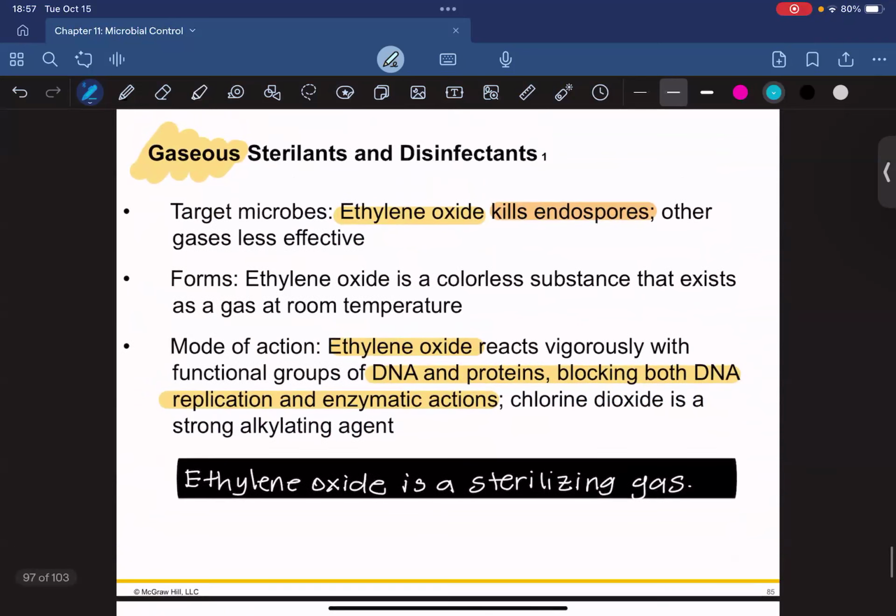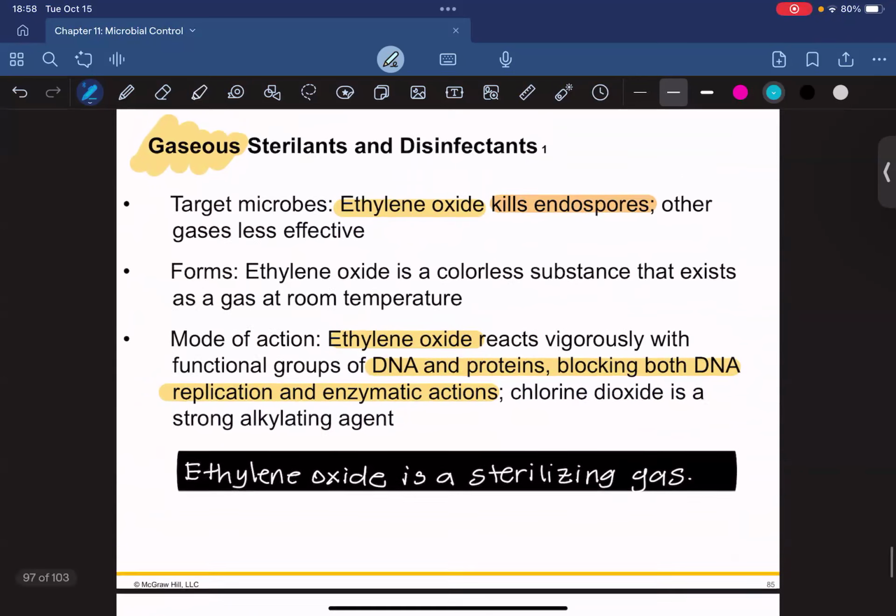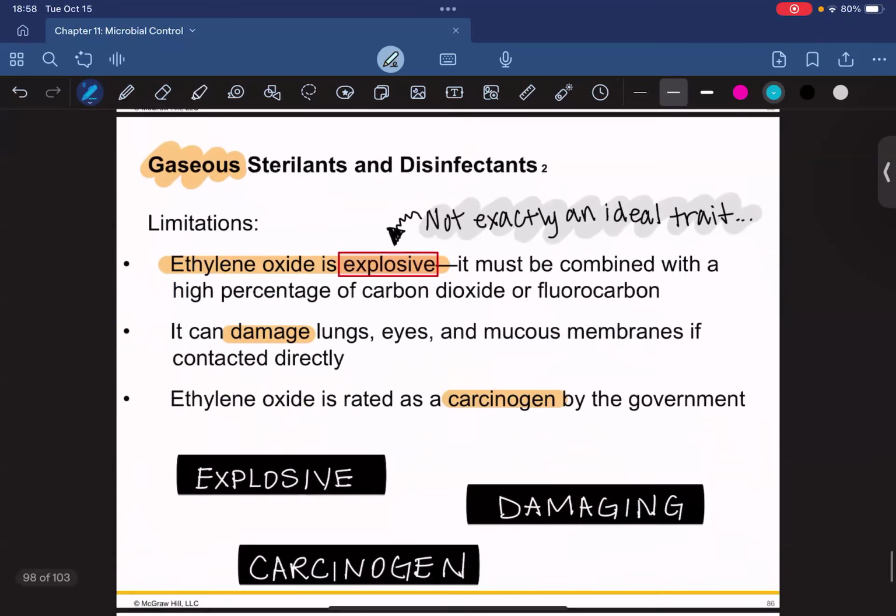All right. The gases, we have ethylene oxide. This will be a gas that kills endospores. So this is really interesting, right? It's just a gas that can be completely sterilizing. It's very effective, and it's very reactive, destroying DNA and proteins. Great. It's a sterilizing gas. Wonderful. So why haven't we heard about it? Why don't we know about it too much?